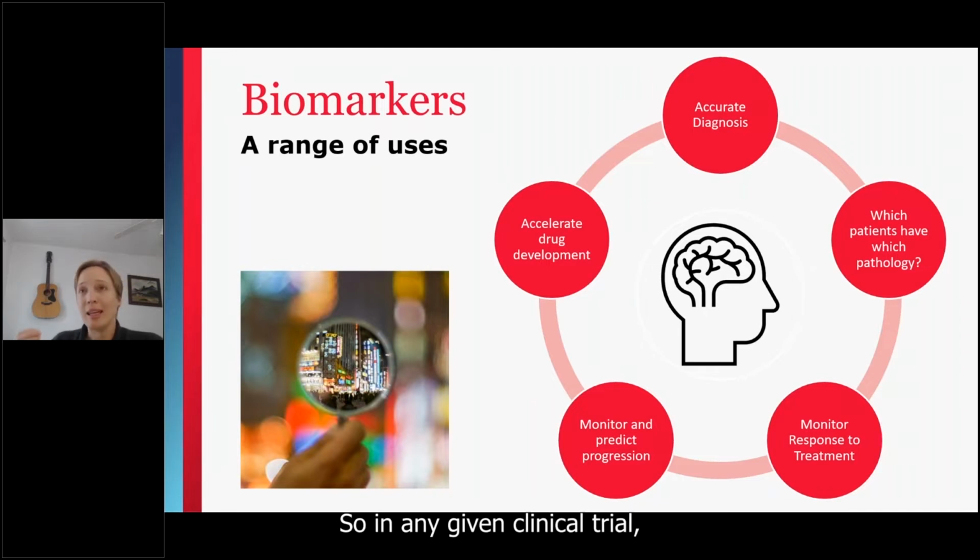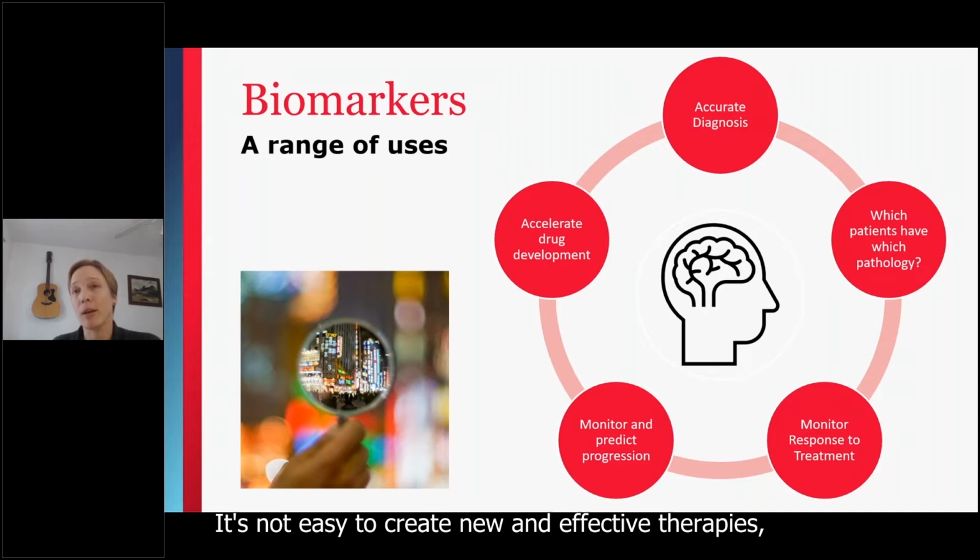So in any given clinical trial, a lot of times the first therapies tested are not going to be the ones that end up working. That's frustrating and it's maddening, but it's the reality of where we are. It's not easy to create new and effective therapies. So we need to find ways to use biomarkers so that those therapies can be tested more quickly and efficiently, so that we can move past the ones that aren't working and find the ones that are.